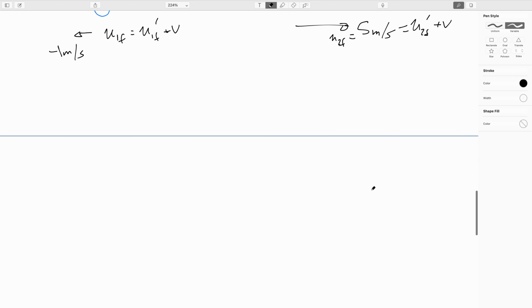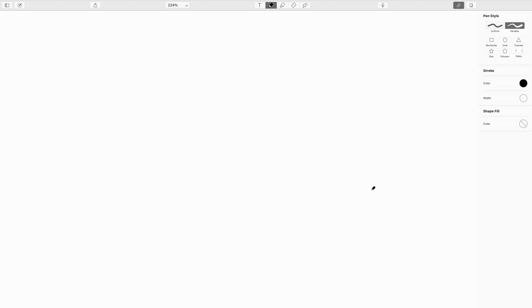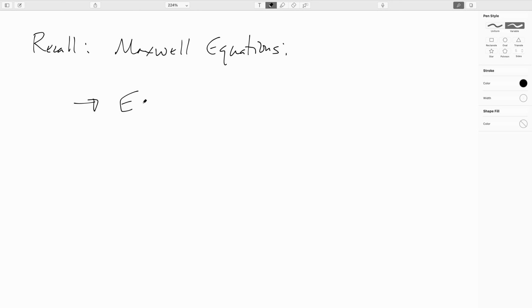All right. Well, anyway, let's go and see what the problem is. And the problem comes back from the Maxwell equations. So one of the things that the Maxwell equations gave us was an electromagnetic wave. This just popped right straight out of the Maxwell equations.